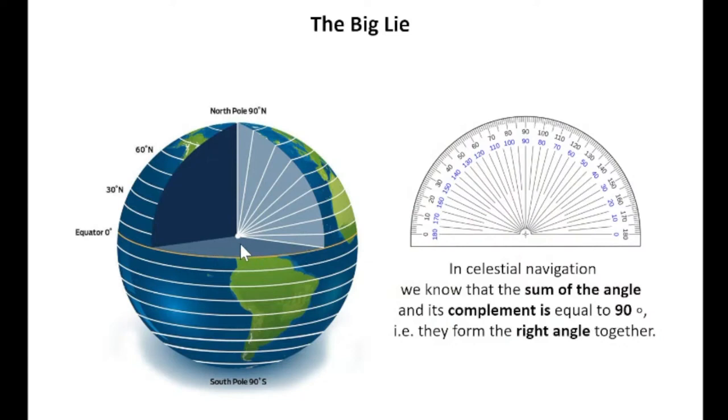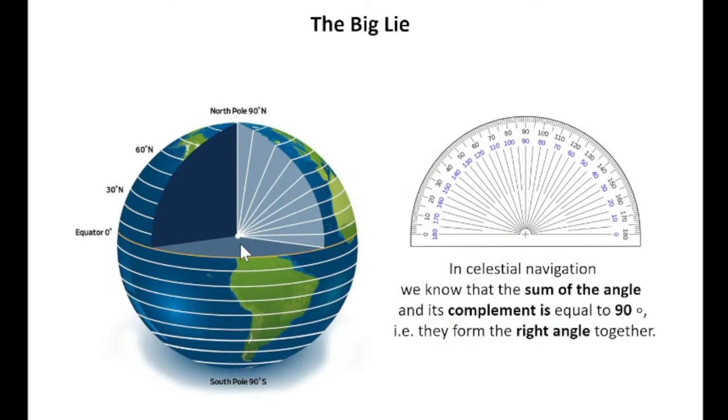You can't get a more maximum altitude or elevation angle than 90. So it's a right angle. I don't know why they're afraid of right angles. Oh, I know, because it's a big lie. It doesn't emanate from the center of the Earth. It comes from the surface. In celestial navigation, we know that the sum of the angle and its complement is equal to 90 degrees. They form the right angle together.